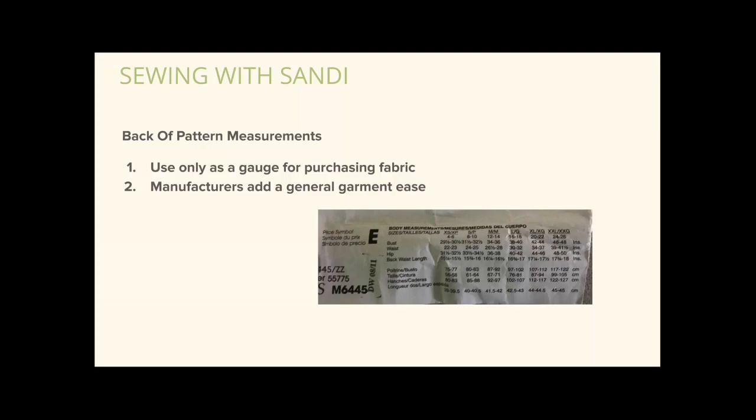All right, here we are on the back of the pattern measurements. What this shows you is the body measurements associated with the size. Basically, this is just a gauge for purchasing fabric. The pattern has already determined how much ease is in this pattern, and they've adjusted the fabric requirements for that. So you're going to measure and then look down the back of the pattern and determine how much fabric you are going to purchase. That's about as far as we can go right now. Until we can take that pattern out and measure the garment, we're pretty much at the mercy of the pattern company.